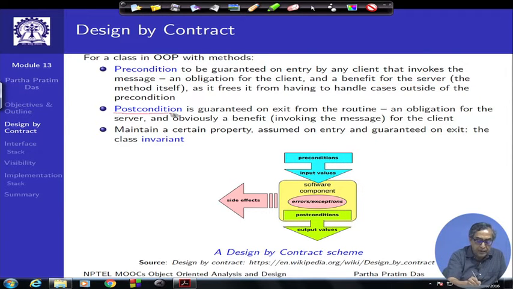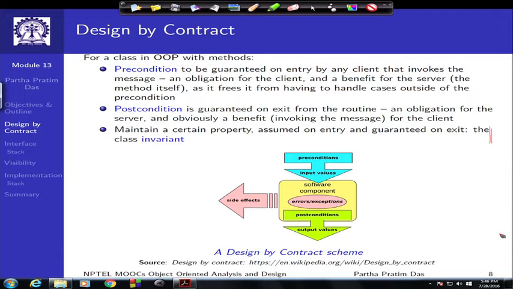Similarly, postcondition is guaranteed on exit from the message, on exit from the routine, and it is the obligation of the server to ensure that, and certainly that is a benefit that accrues to the client, because he has been able to invoke the message and get a successful execution. And in this whole process, the client and the server must maintain that the class has certain invariants, certain things should not change, should not be violated in the class, all those must be maintained.